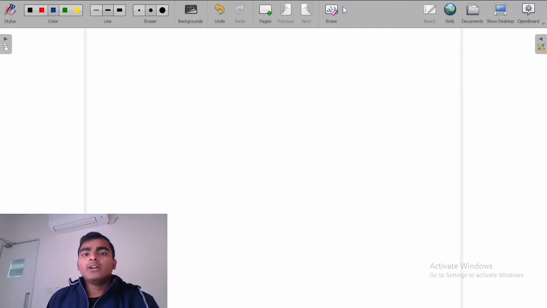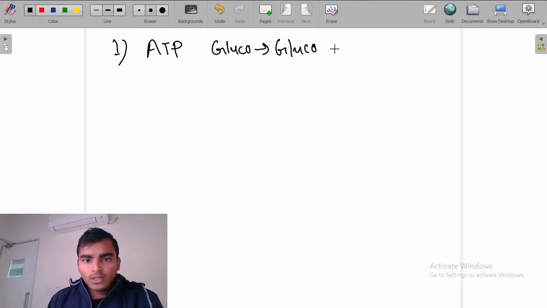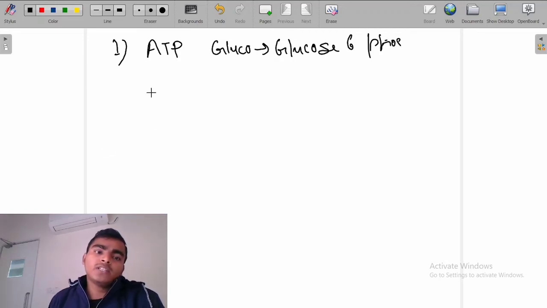completed. Now we are going to count the ATP and NADH molecules in these particular steps. You can see that the first ATP molecule we utilized, we invested actually, in the conversion of glucose to glucose 6-phosphate. So just remember it, glucose to glucose 6-phosphate. This was the first ATP molecule we invested.